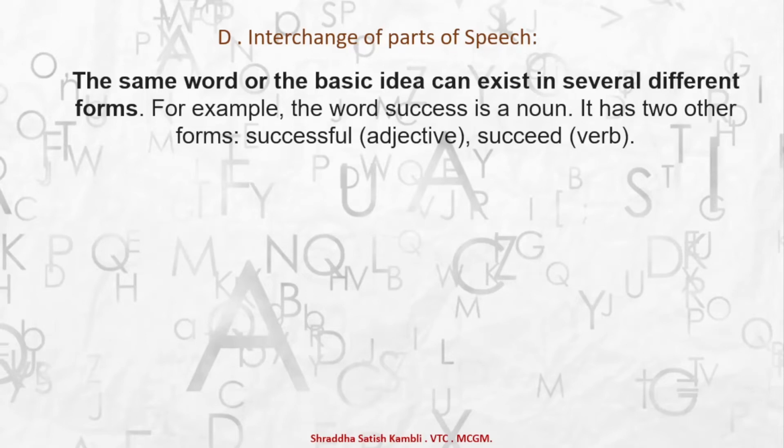For example, the word success is a noun. It has two other forms: successful, which is an adjective, and succeed, which is a verb. Okay, so you might use the word success in certain cases, you might use the word successful in some other cases, you might write succeed in some other cases. So that means that when you use the same word but in different forms, you can do it. But the way you write the sentence will change.